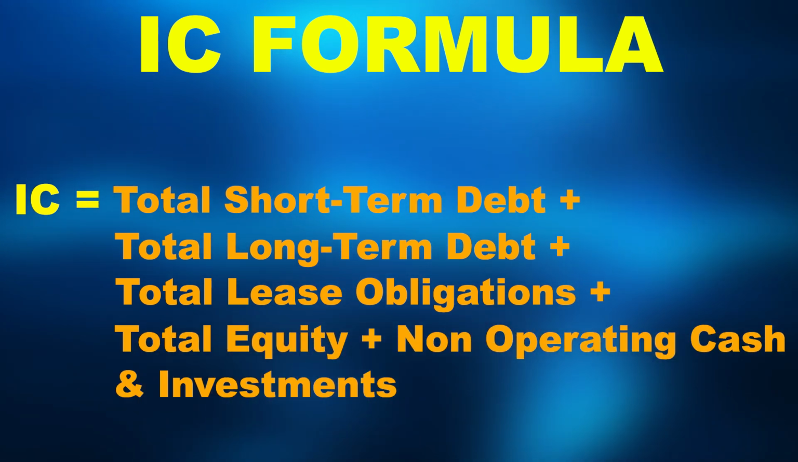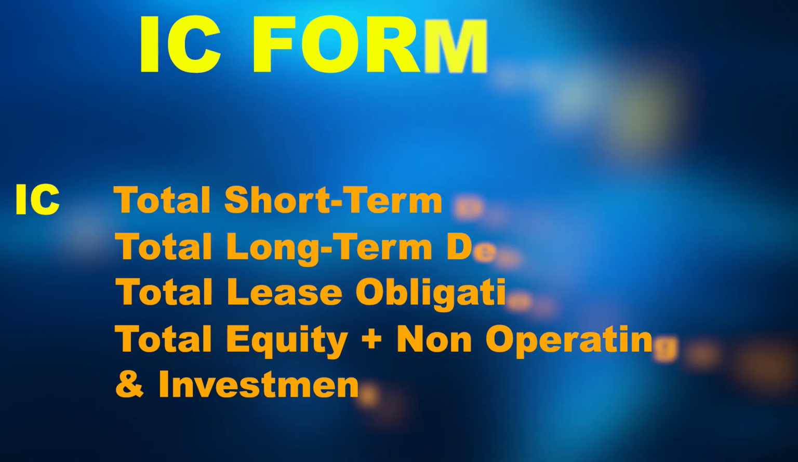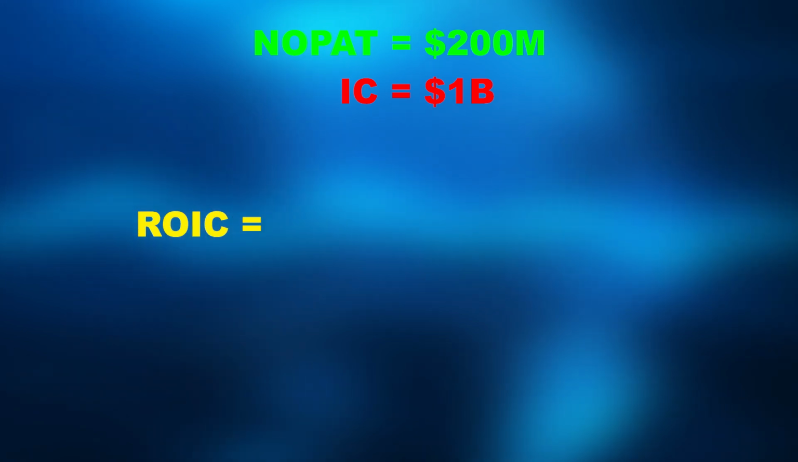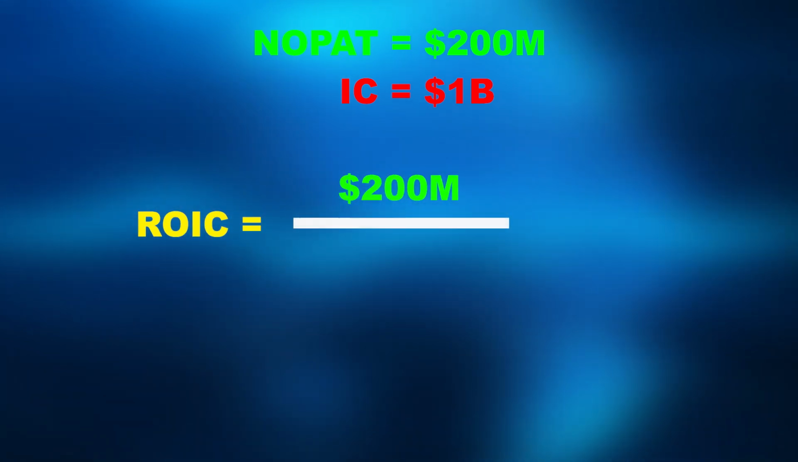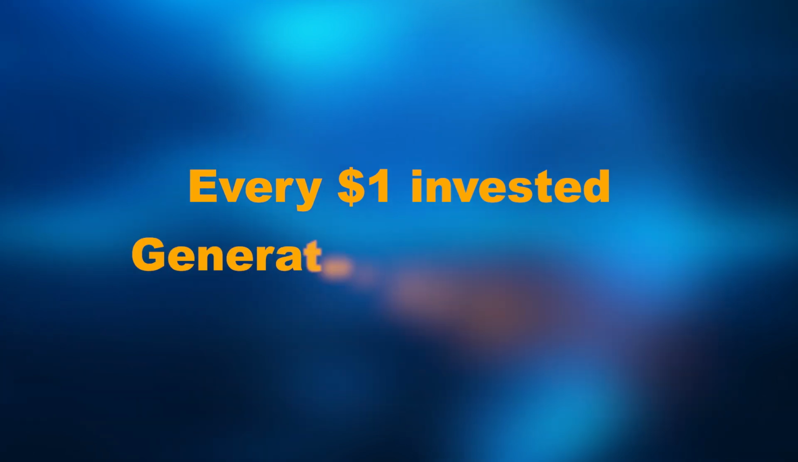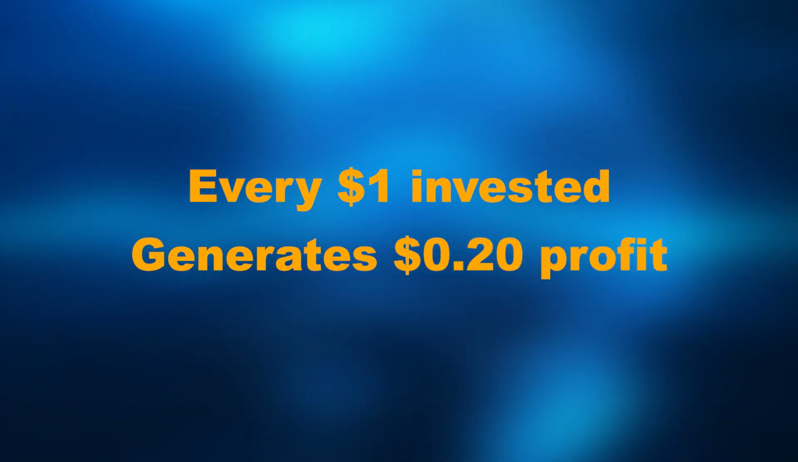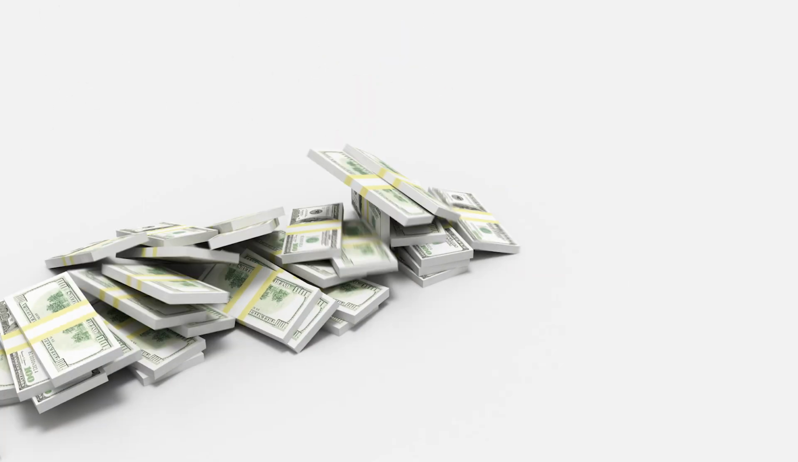It can be calculated as total assets minus non-interest-bearing liabilities such as accounts payable or deferred revenue. To give an example, let's say a company has a NOPAT of $200 million and its total invested capital, combining both equity and debt, is $1 billion. The ROIC would be ROIC equals $200 million divided by $1 billion equals 20%. This means that for every dollar the company invests in its business, it generates 20 cents of profit. A high ROIC, like 20%, generally indicates a company is effectively using its capital to generate returns.